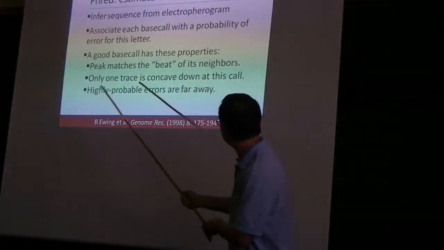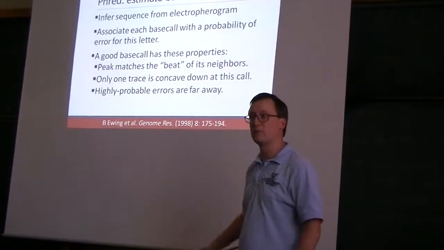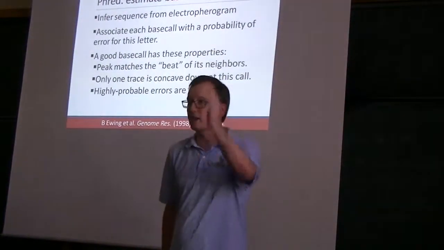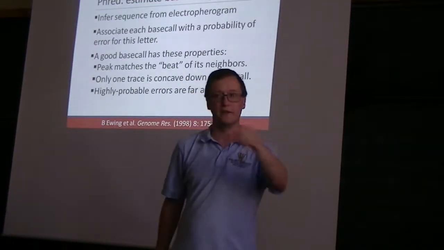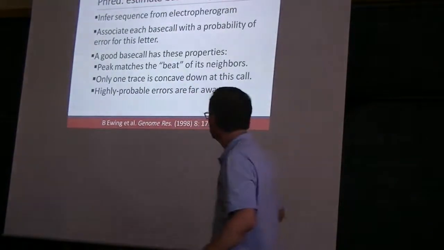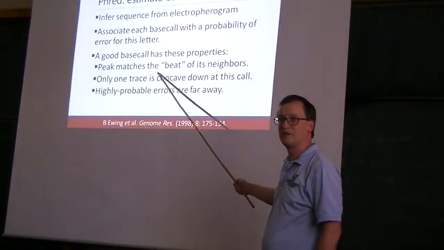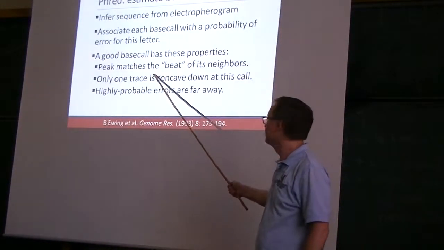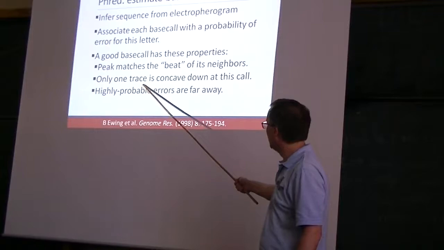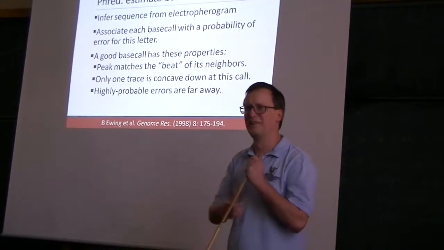And those are, this peak matches the beat of its neighbors. Remember I was saying that we expect a pretty regular spacing in these electropherograms. This letter, that letter, this letter, that letter, they come at about the same spacing. So we want to be able to infer what the beat of this electropherogram is and say this peak appears right where a beat should be. Next, only one trace is concave down at this call.